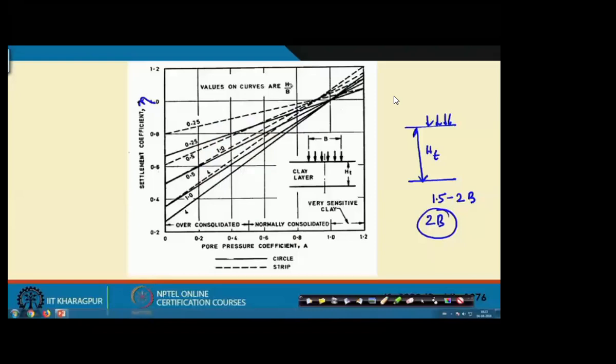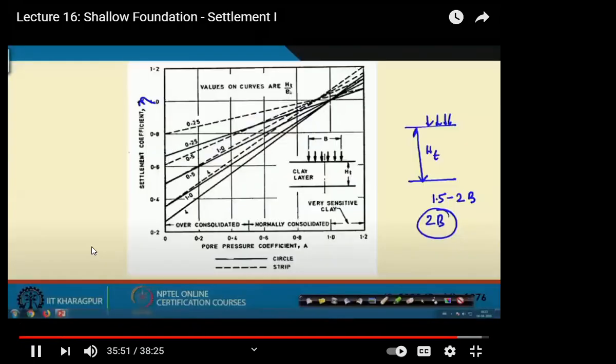So, here this is the H t, this is the influence zone, but there may be a rigid bed also, and there you cannot go up to twice B. So, you have to restrict it within twice B if there is hard rock, say. So, the actual H t is the thickness of the soil layer that you are considering during the settlement calculation, and B is the width of the foundation.